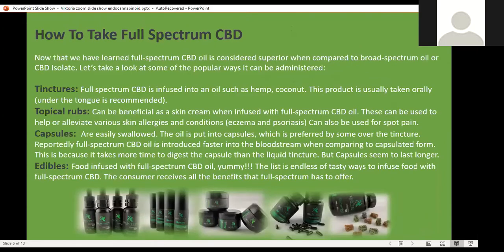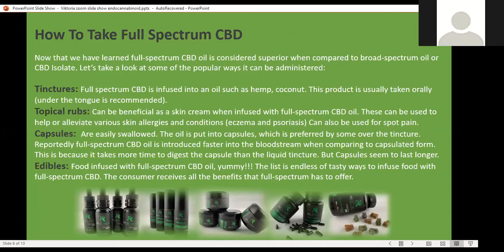Now this is a big one: how to take a full spectrum CBD. Now that we've learned that full spectrum CBD oil is considered superior when compared to a broad spectrum CBD oil and a normal CBD isolate, let's take a look at what ReAction provides us. We have tinctures, full spectrum CBD oil infused into coconut oil, known as MCT oil. This product is usually taken orally, meaning under your tongue, and you want to hold it there anywhere from 30 seconds to 60 seconds. Then there's topicals.